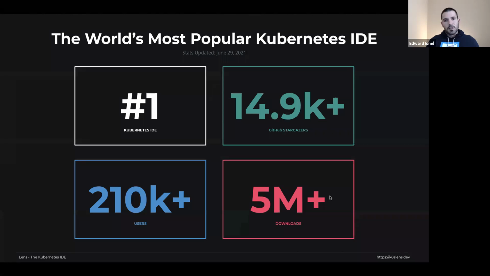I did want to bring up this stat, which was just updated the other day. We are the self-proclaimed world's most popular Kubernetes IDE, and we have some stats to back that up. Currently, we have over 5 million downloads, 210,000 active users, and over 14,000 GitHub stars. That may be 15,000 as we're speaking today.